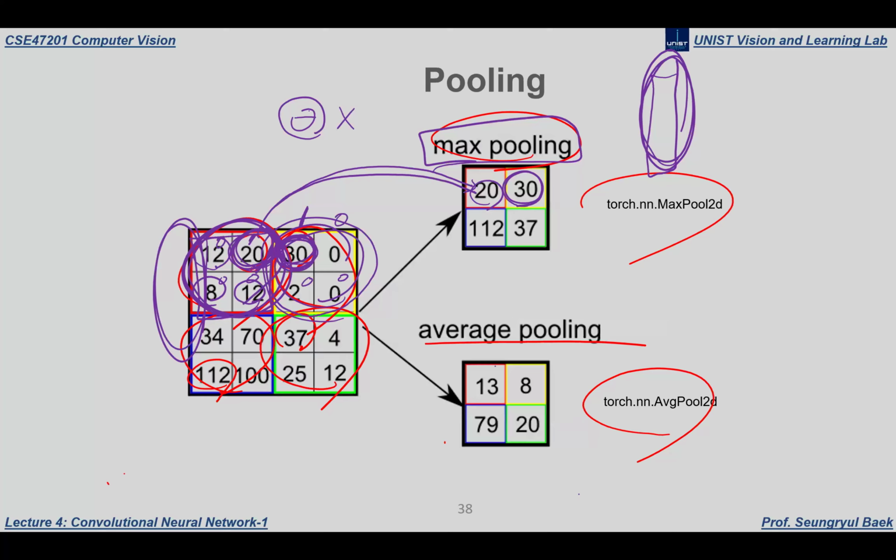Okay, and for example, for average pooling, the output values are averaged by these 4 values, okay? So they are also differentiable, okay? So they could be used in the entire deep architecture, okay? Are you guys following this? Okay.